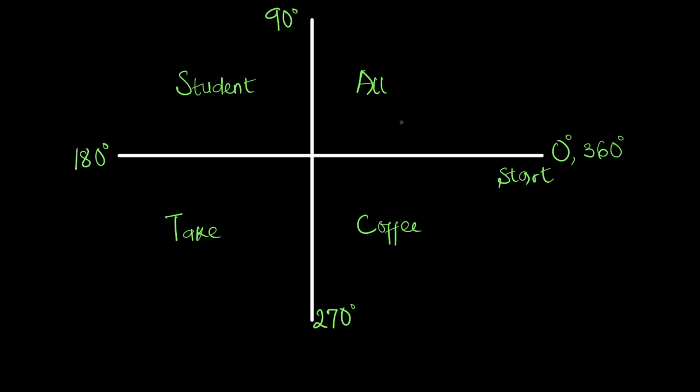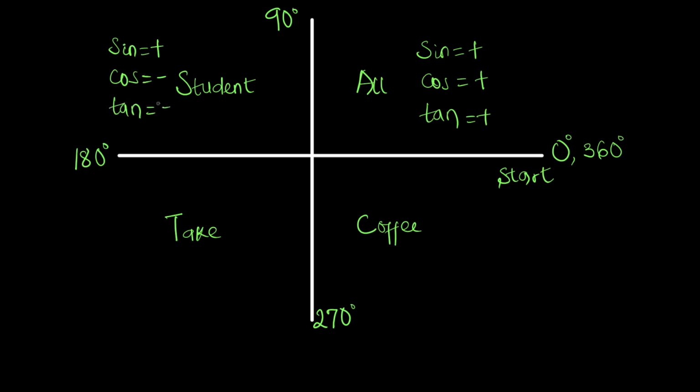Now for our first quadrant, what this entails is that sine, cosine and tangent are all positive. So you are going to have that your sine is positive, your cosine is positive, your tangent is also positive. In your second quadrant, it means only sine is positive. So this entails that our sine is positive, our cosine is negative, our tangent is also negative.